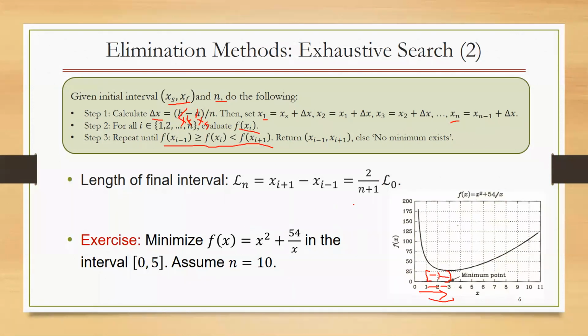So the length of the final interval that would be returned would be xi plus 1 minus xi minus 1. So 2 intervals, 2 out of the n plus 1 intervals times the total length. So this would be the length of your final interval. Is it clear?